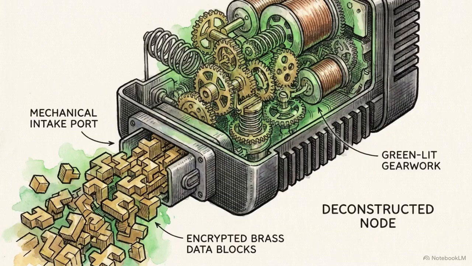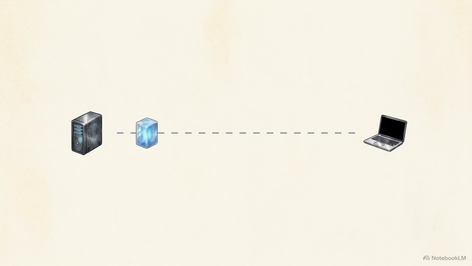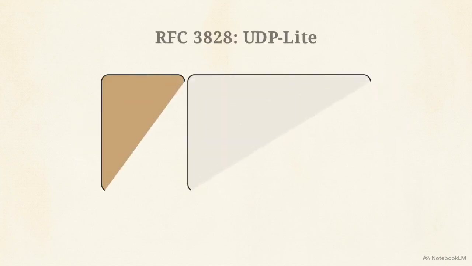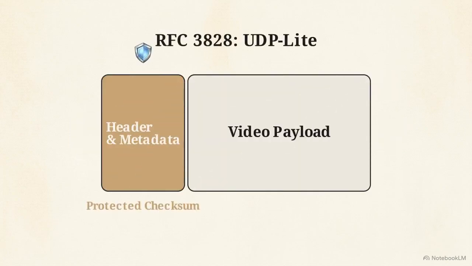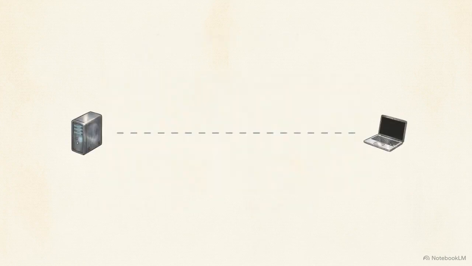Modern applications require integrated encryption and reliability, driving a new evolution in transport network architecture. Standard UDP relies on an all-or-nothing checksum. If a single bit flips in a 1500-byte video frame during transmission, the receiver's kernel discards the entire packet. RFC 3828 introduced UDP Lite to address this. It implements partial checksum coverage, protecting critical metadata headers but leaving the actual payload unprotected. This allows error-tolerant video codecs to process slightly corrupted payloads rather than dropping the frame entirely.